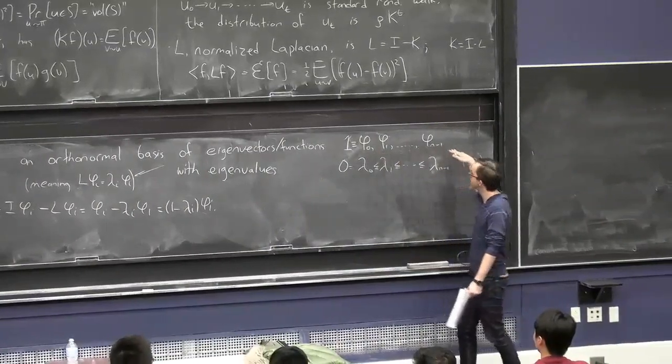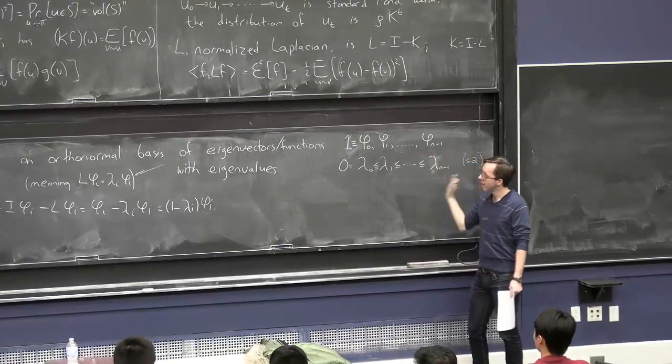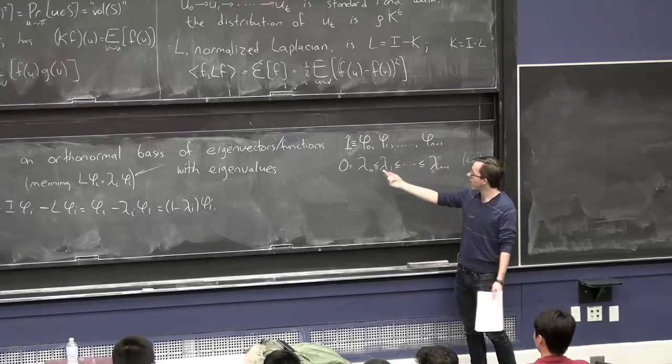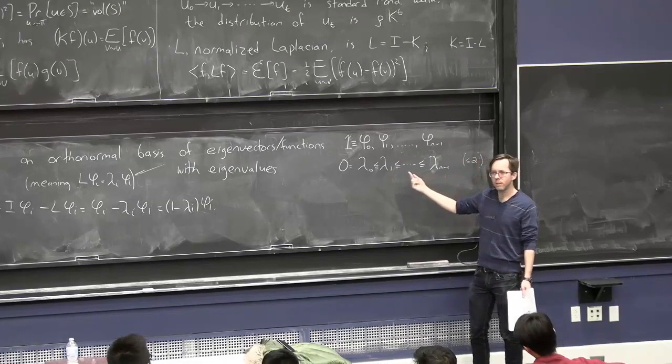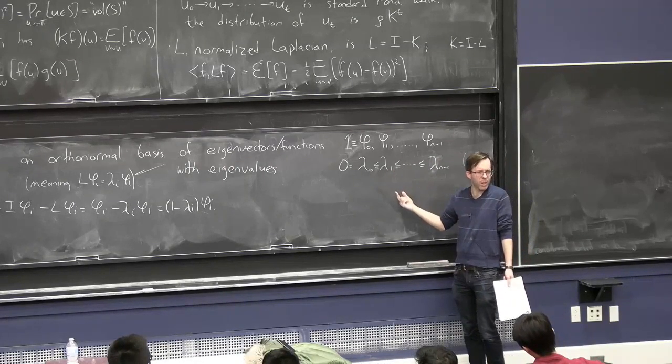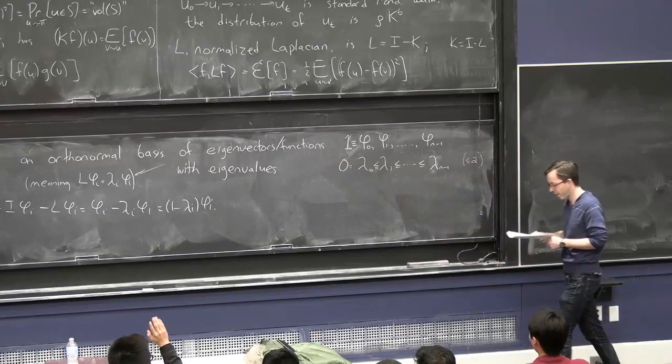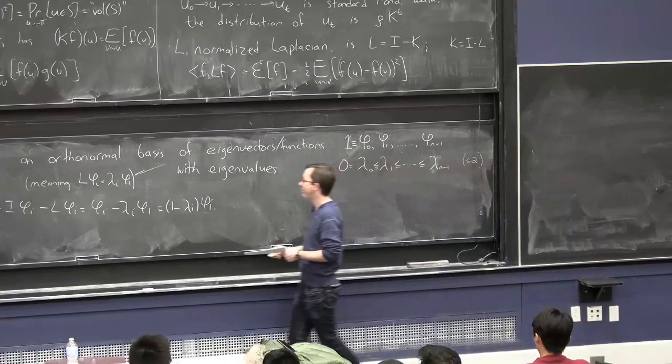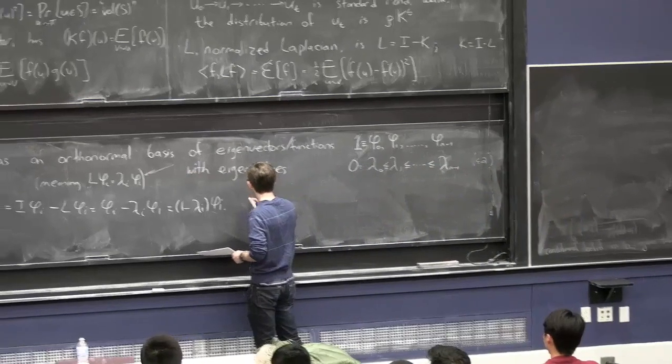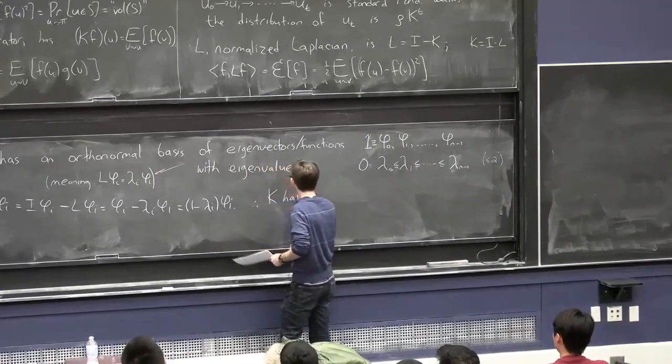It has an orthonormal basis of eigenvectors, the same phi's, and its eigenvalues are just 1 minus all these lambda values. So they're between -1 and 1, which is also kind of pleasant. That's very nice. And I'll write, therefore, K has the same eigenvectors.